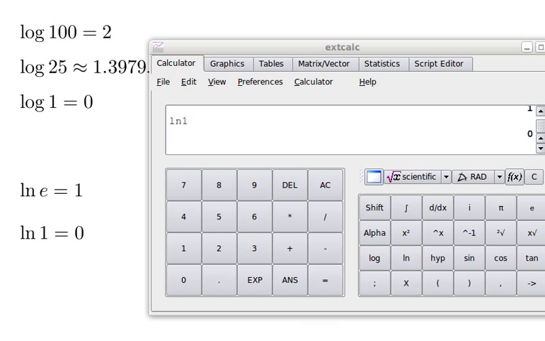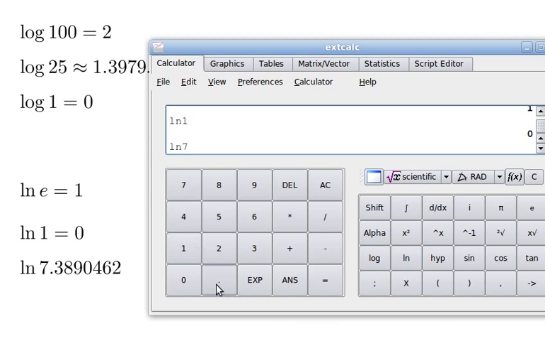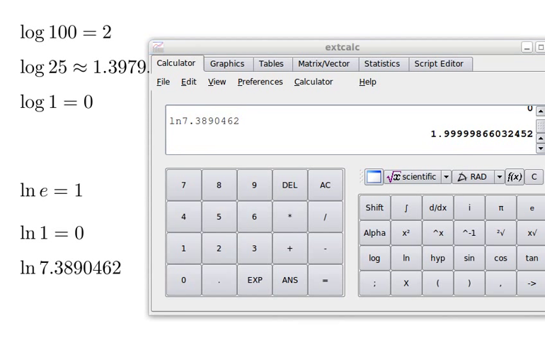Now let's do natural log of, and this is going to be kind of strange, 7.3890462. So natural log of 7.3890462 equals pretty close to 2. In fact, I'm going to go ahead and approximate that and say it's about 2.